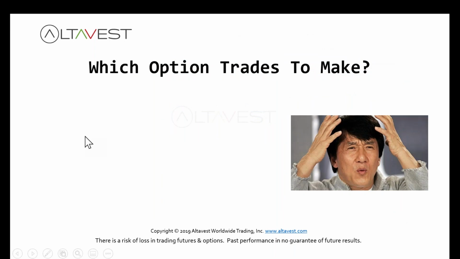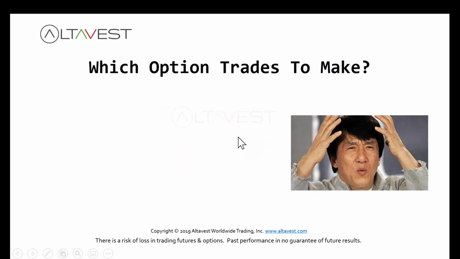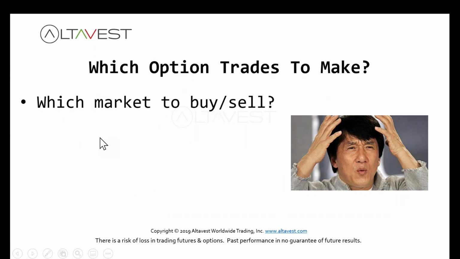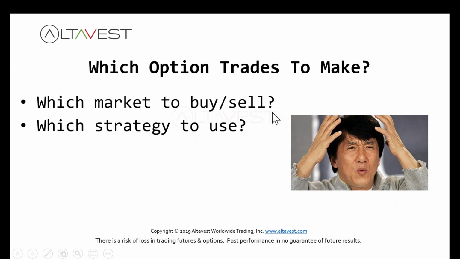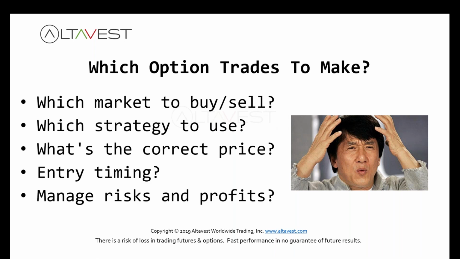But here's the thing, if you look at this, how would you even know which strikes to choose? What expiration, what quantity, what value? So that's the same string of questions that Jackie Chan has. Which markets to buy and sell, which strategy to apply, what's the correct pricing, the timing, how do you manage the risk and the profits?